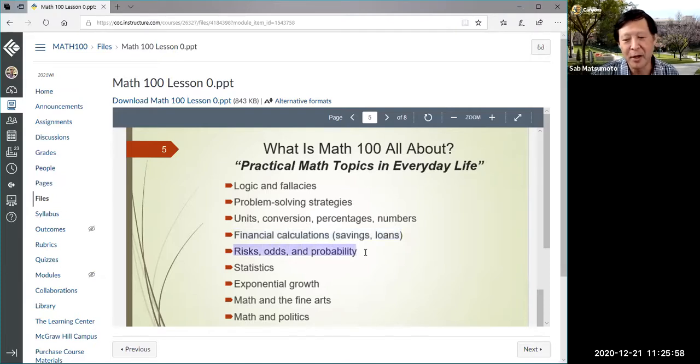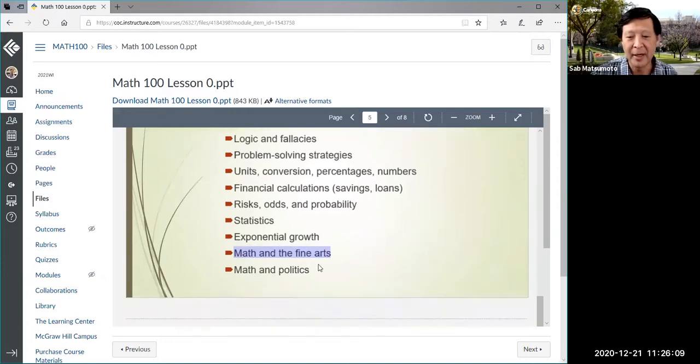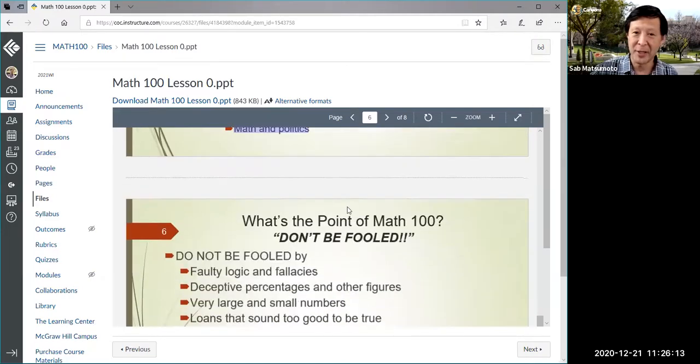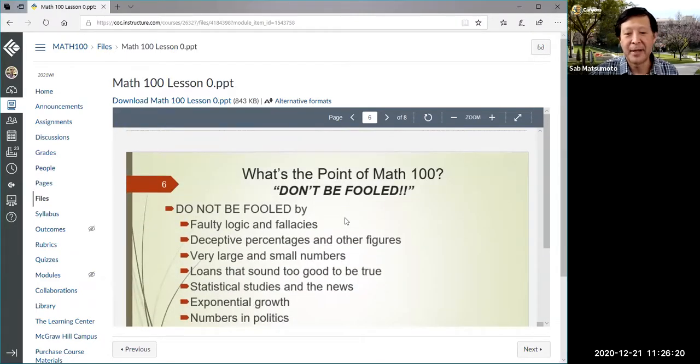Then you have risks, odds, and probabilities, statistics, exponential growth, math and the fine arts, particularly music and art, how mathematical principles are used in music and art, and then math and politics. We'll talk about voting and representation and things like apportionment in the House of Representatives. The theme for this course is this: don't be fooled.